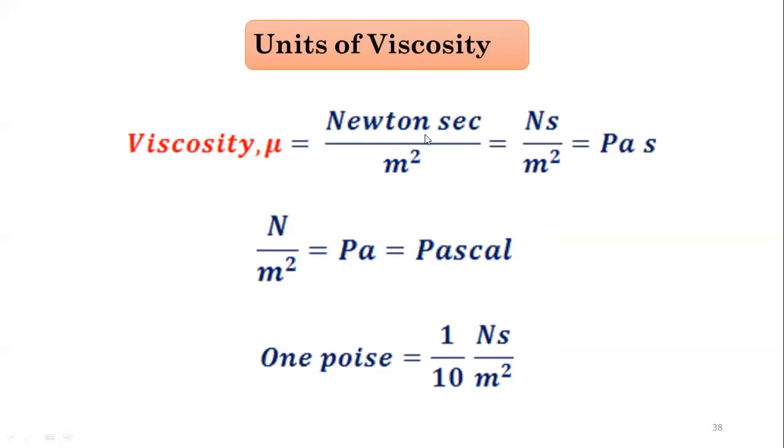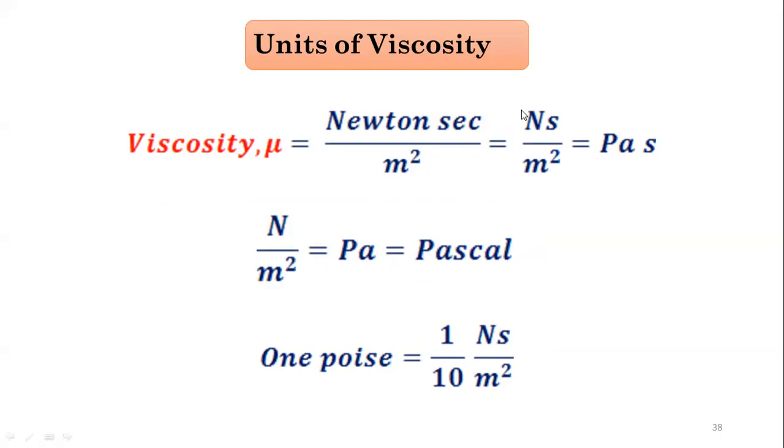After solving that: Newton per second divided by meter per second divided by meter. Finally, you'll get Newton second per meter square. So this is the unit of your viscosity, Newton second per meter square.